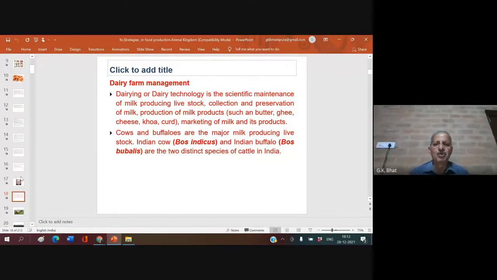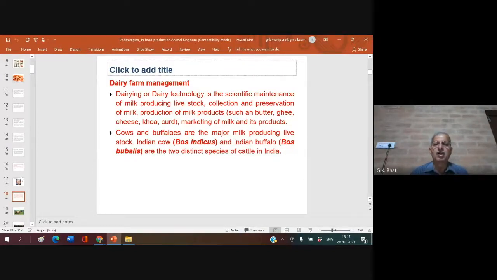Okay. Duty knows how khoa is prepared. What you have to do is put the milk in a vessel and don't switch off the gas. It goes on drying, all the water part evaporates, and finally you get what is called the solid material, that is khoa. It is used in the preparation of different types of sweets.